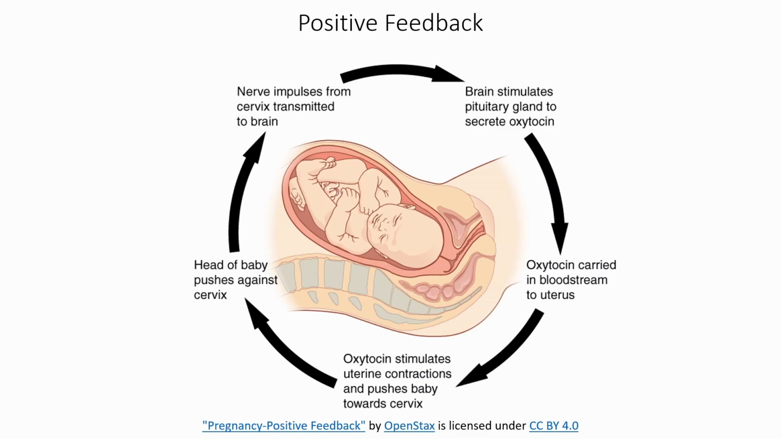So you can see it's kind of like a runaway train in this aspect, in that the actions are all feeding into each other and it's cyclical. We're going around and around and around. And this is going to happen until this baby is born and the cervix is no longer being stretched, because there is no baby to push and stretch it anymore.